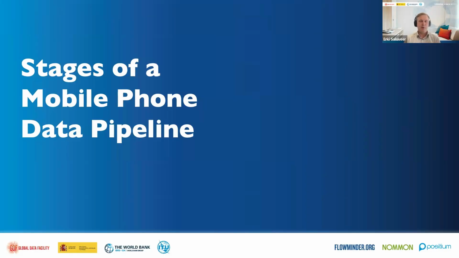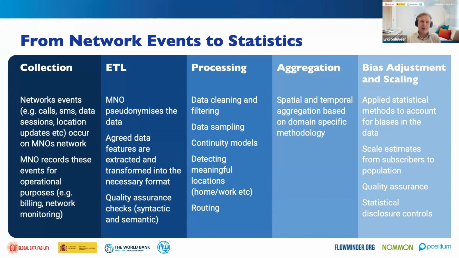In this session, we will cover the stages of the mobile phone data pipeline. There are altogether 5 main stages of the data pipeline. Each data pipeline, if we want to get from the mobile phone data to the statistics, starts with data collection, where the data is extracted from the mobile network operator. I will cover each of these collection steps also in the upcoming slides.